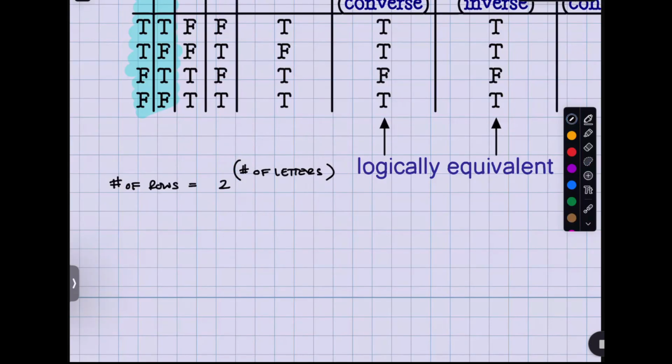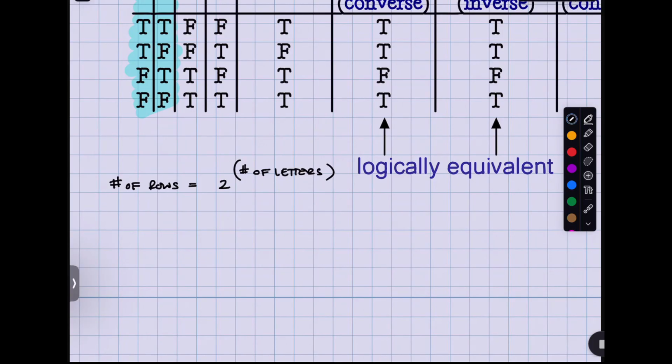It's 2 raised to the number of letters. So PQ is 2 letters. 2 raised to the second power is 4. That's why there's 4 rows. If it's 3 letters, it'd be 2 to the third, which is 8, because 2 times 2 times 2. So there'll be 8 rows. Okay?